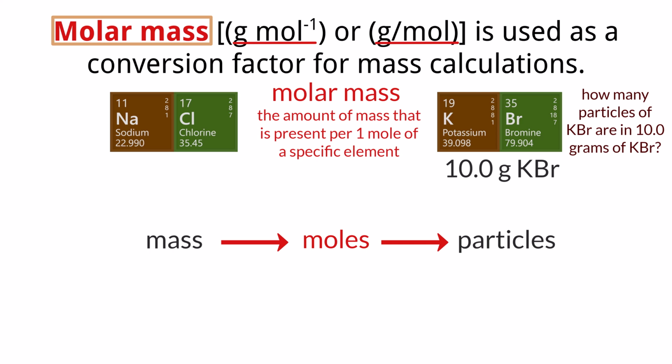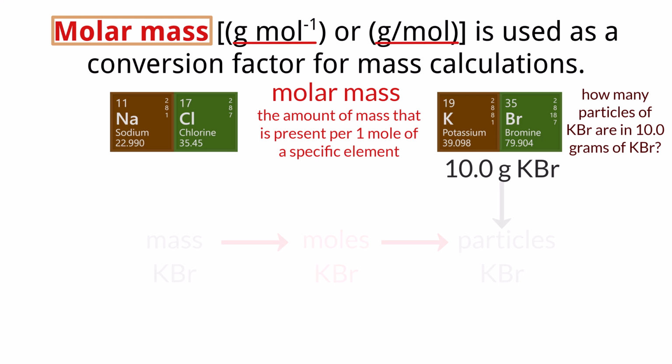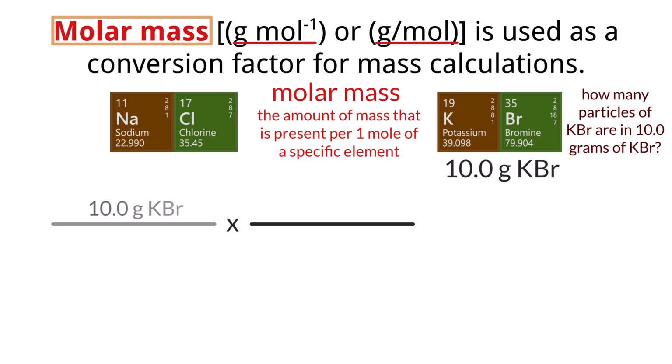So, our first step will be converting from the given mass of KBr to moles of KBr. Our second step will be converting from the moles of KBr to particles of KBr. Now that we know the structure of our calculation, let's plug the numbers in. Our given amount of KBr is 10.0 grams.